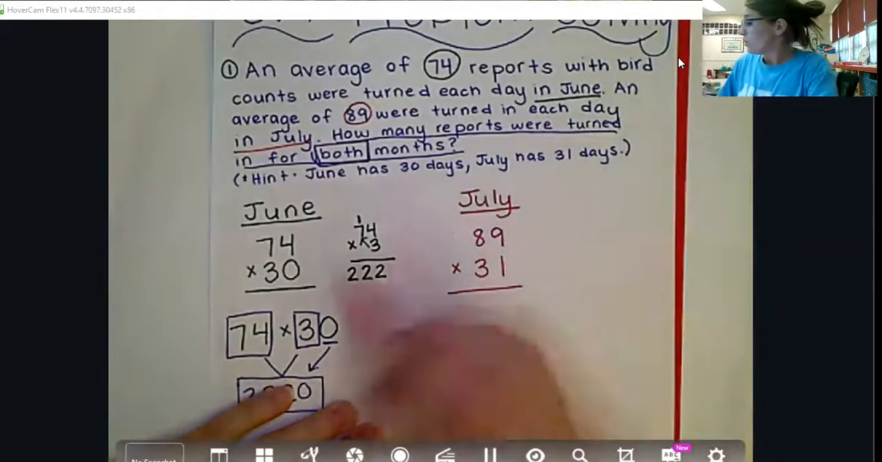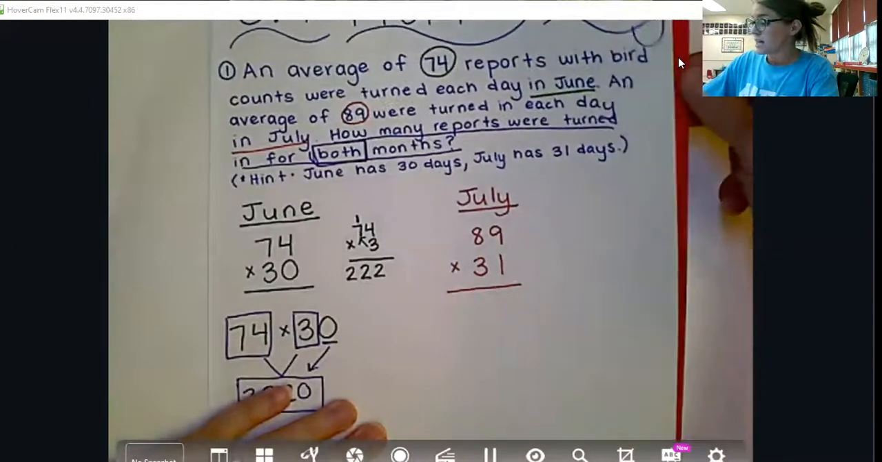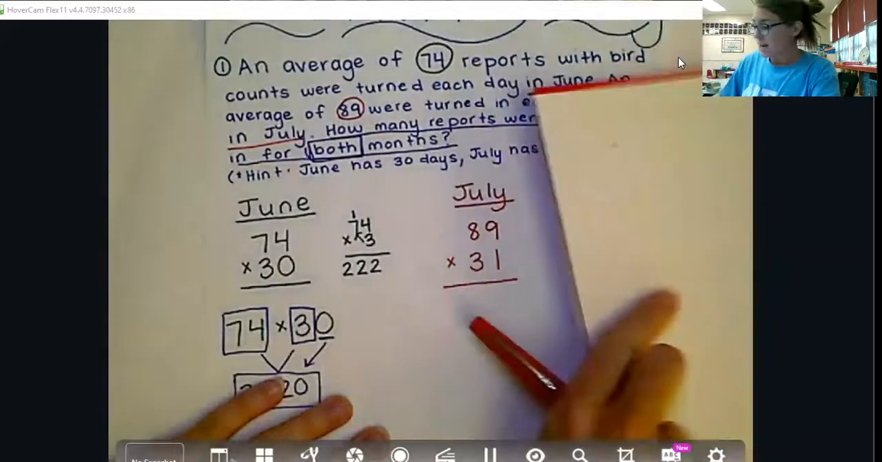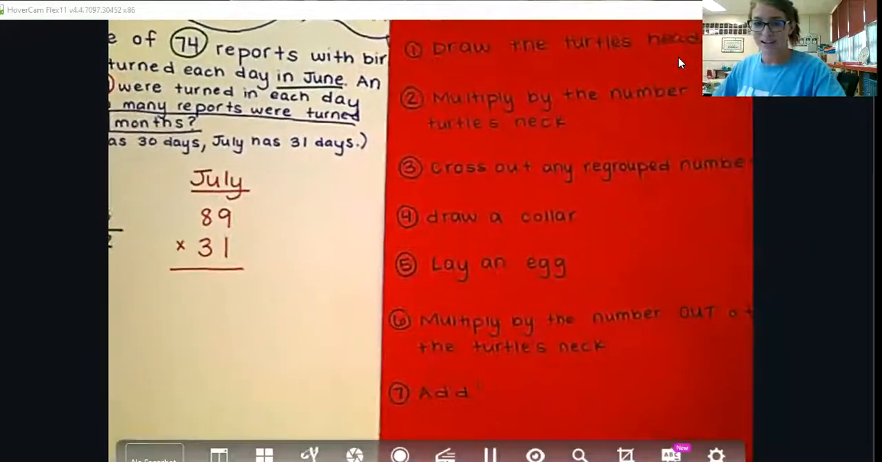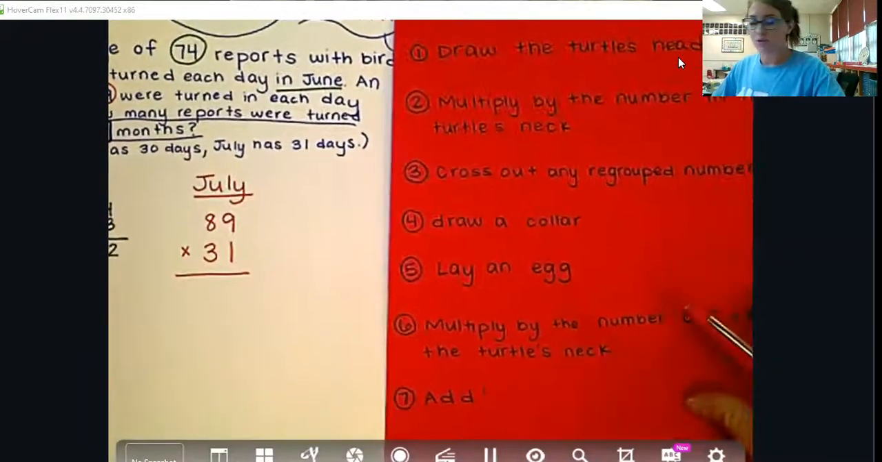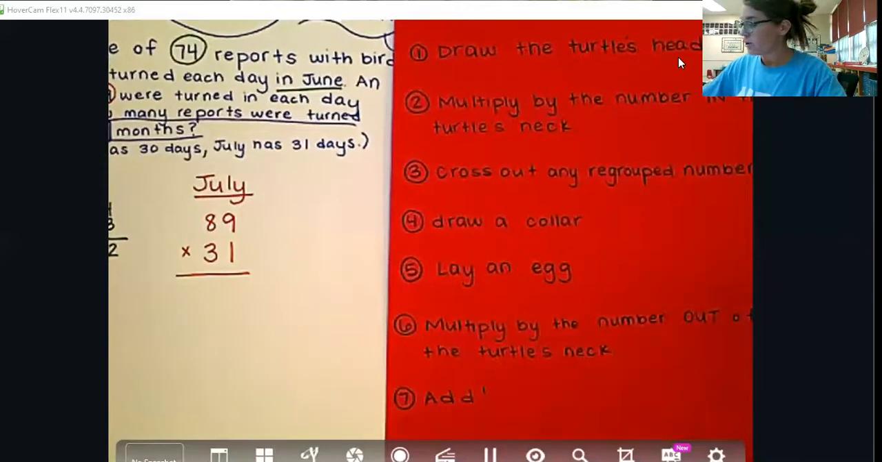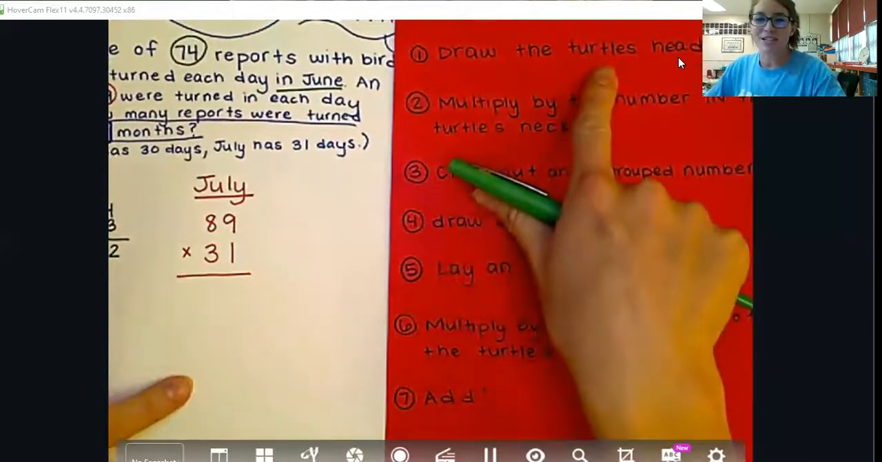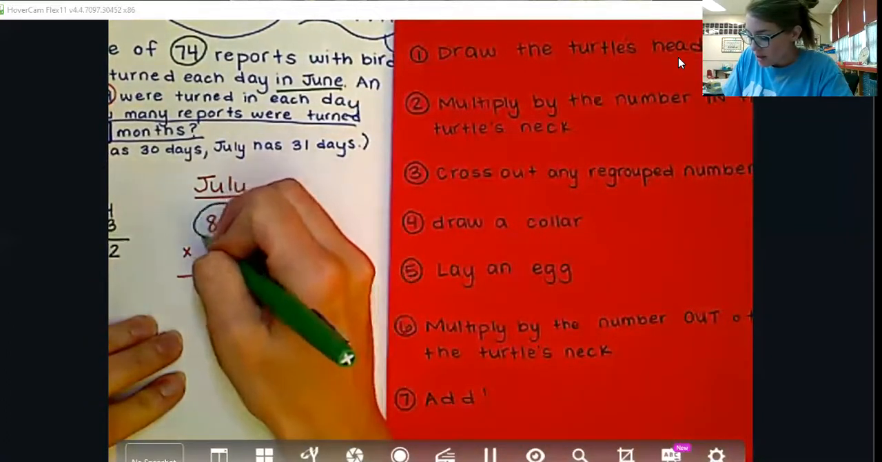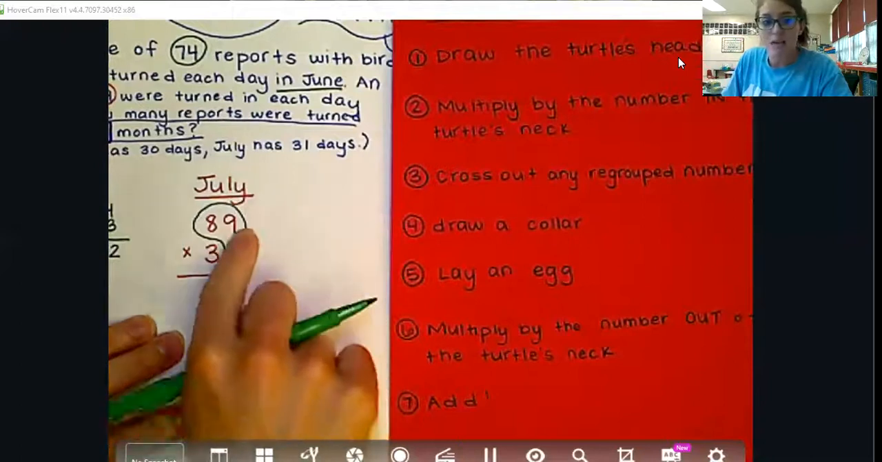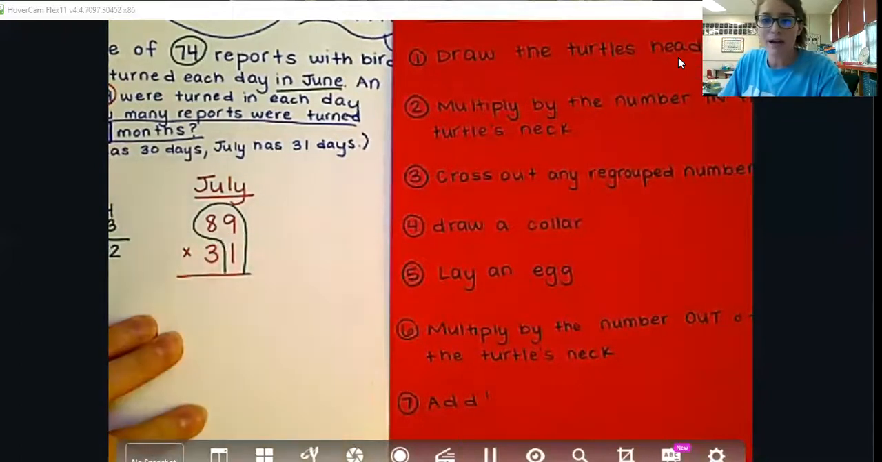All righty, so turtle head steps say, oh, look at that. I've got it right here for us. Isn't that convenient? You thought I was going to leave you high and dry. No way, guys. I'm always here to help. Okay, so the first thing we do is draw that turtle's head. I'm going to draw that turtle's head around that ones place and the whole top number.